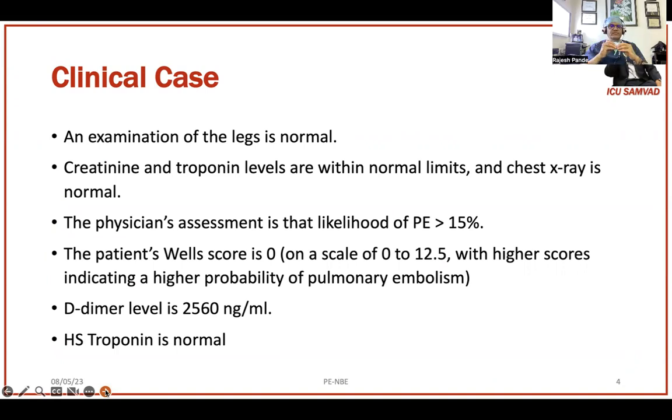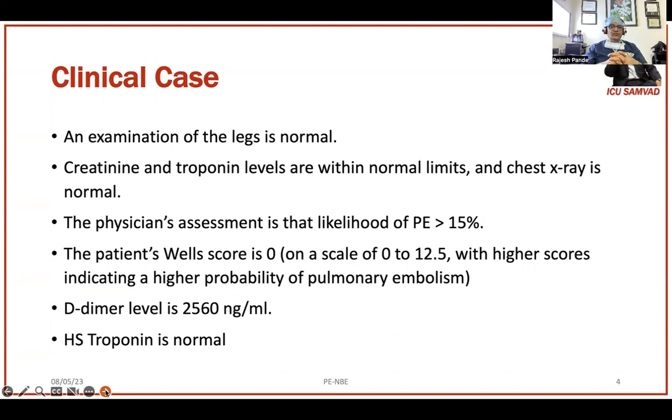Now, this is very important, because the physician's clinical assessment regarding whether the patient has pulmonary embolism or not is very important in these kinds of cases. Normally, the data published in the literature has shown that when we think the likelihood of having PE is there, it is more than 15%. When we think that the patient may not have a pulmonary embolism, then we say that the likelihood of PE is less than 15%. This patient's prediction score, Wells score, was done, which was 0.